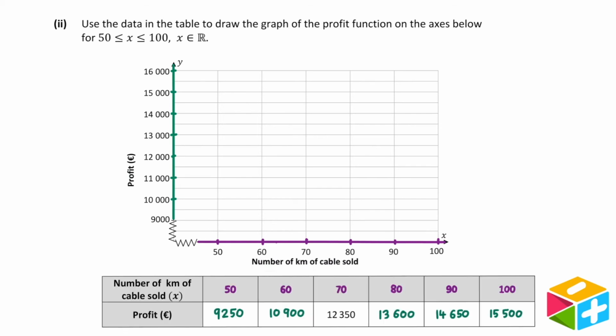The data in the table from the previous part of the question tells us the points that we should plot. The first column of our data tells us that if we sell 50 kilometers of cable, we'll make a profit of 9,250. So here, the point we need to plot is (50, 9,250).